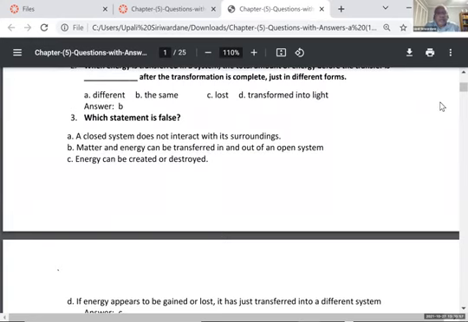What is false? I thought it's a true statement. What is false is energy can be created or destroyed. That's false. A closed system is where material, chemicals, and energy are not released to the surrounding.